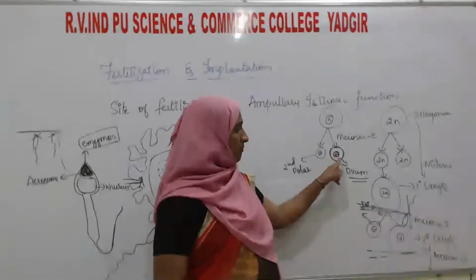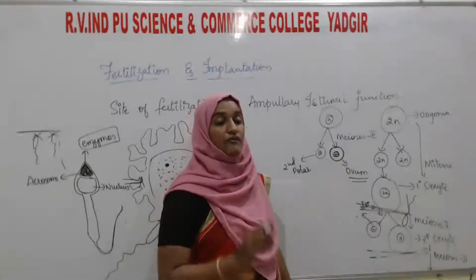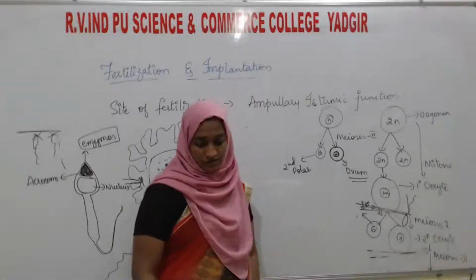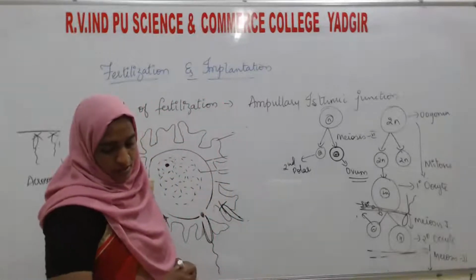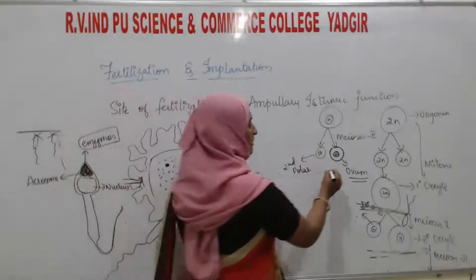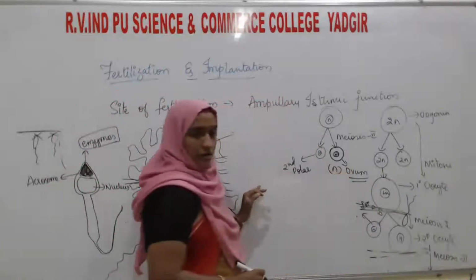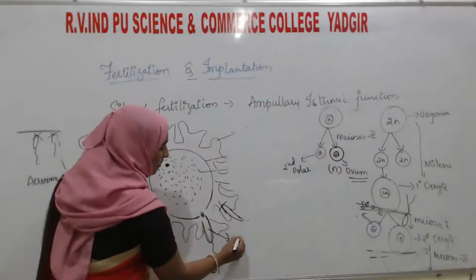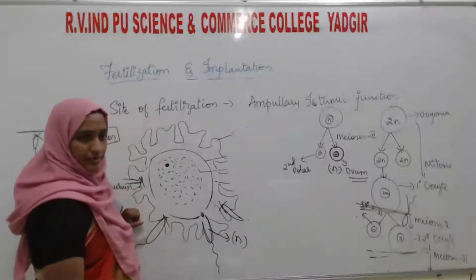Then a mature ovum, or fertilized ovum, is going to form. This is the haploid ovum. And the sperm will have n number of chromosomes.